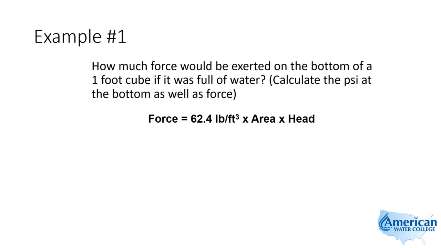So first we're going to calculate the force. Our force formula is 62.4 pounds per cubic foot times the area times the head. Well, the area of a 1-foot cube is 1 foot by 1 foot, so the surface area is 1 square foot, and the feet of head is 1 foot. So the force is 62.4 pounds. That's no surprise. We know that a cubic foot of water is 62.4 pounds, and if it's sitting on a square foot, it's going to be 62.4 pounds.